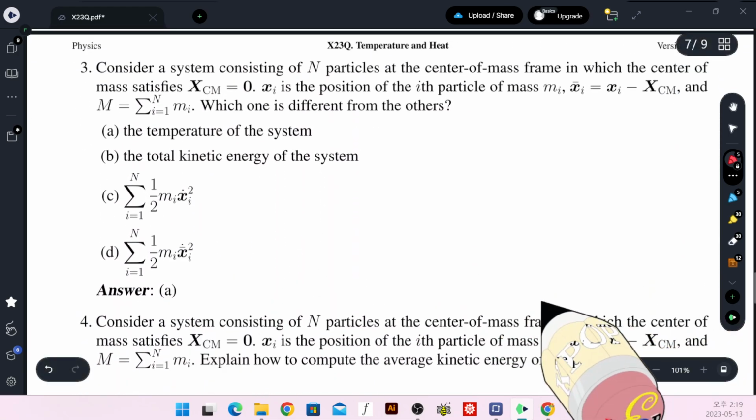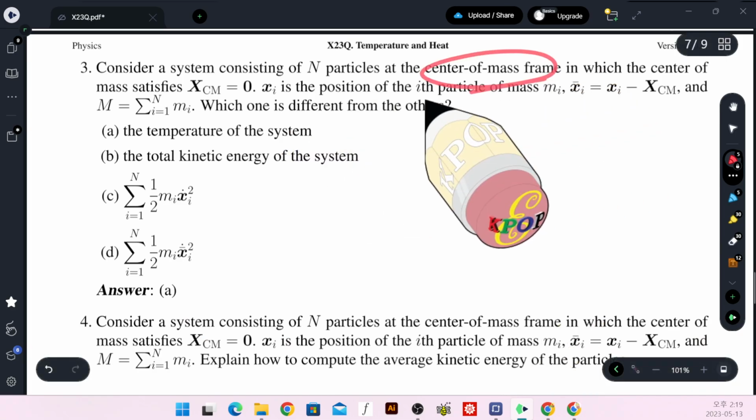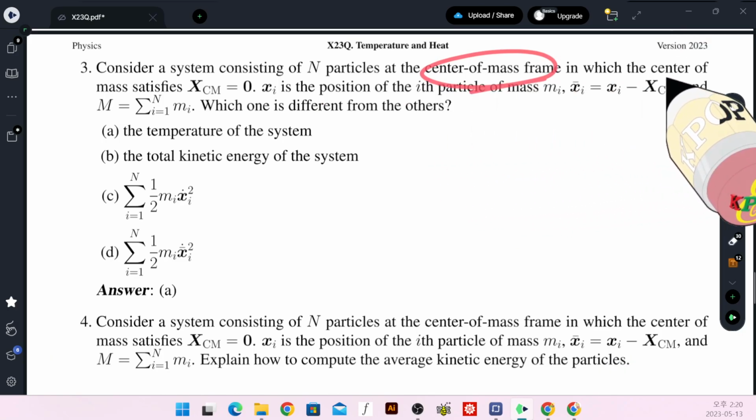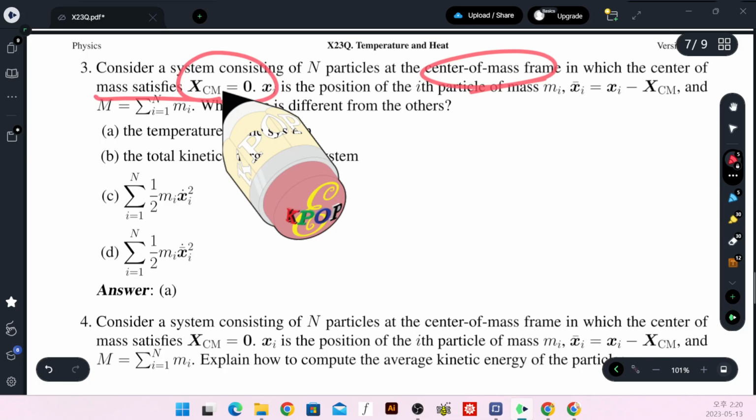Number 3, consider a system consisting of n particles at the center of mass frame. Remember, we are working on the center of mass frame, in which the center of mass is at the origin.